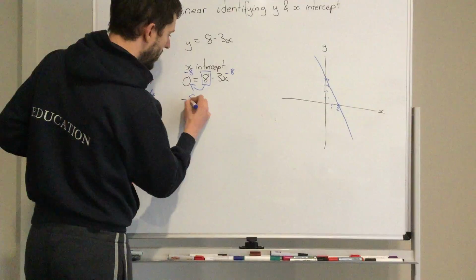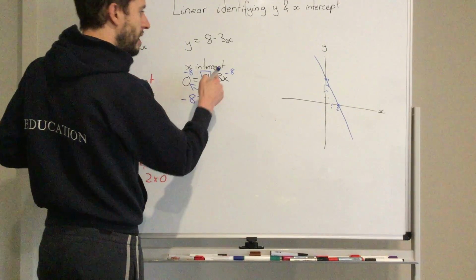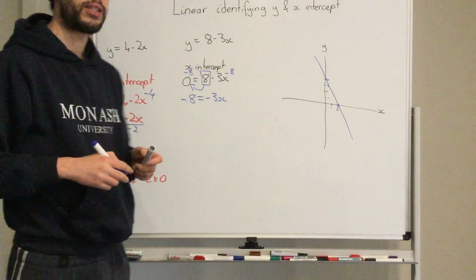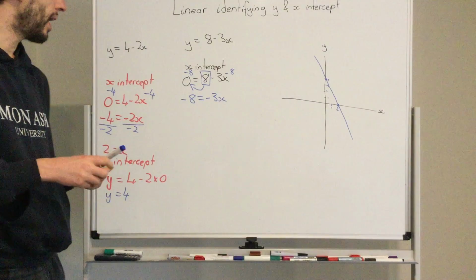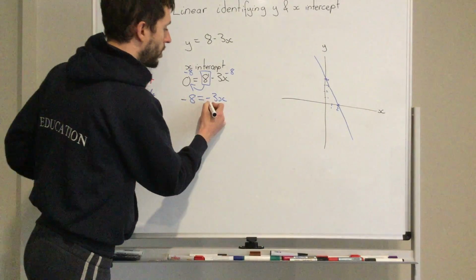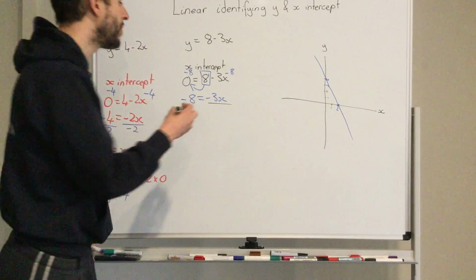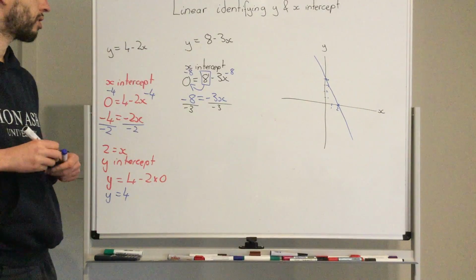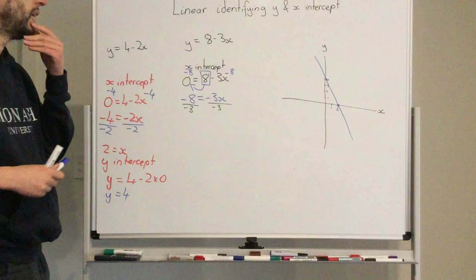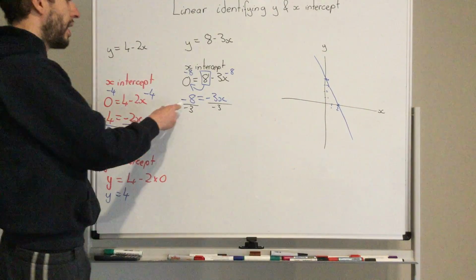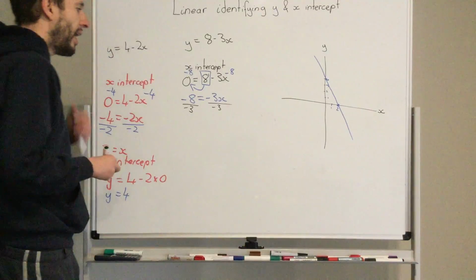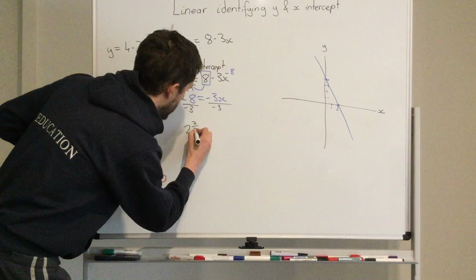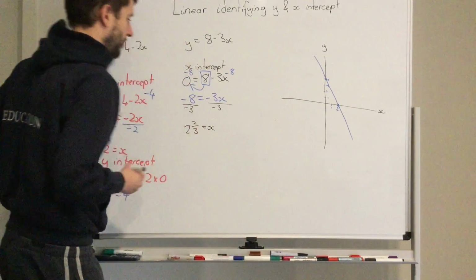So now I've got negative 8 equals 8 take 8 is 0 equals negative 3x. Now I would like the x to be by itself. So what's the opposite of timesing by negative 3? Divide by negative 3. So then this side here will be dividing it by negative 3. So to think about it that way, the negatives will cancel out. 8 divided by 3 is 2 2/3, equals x.